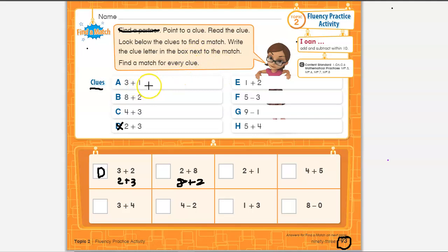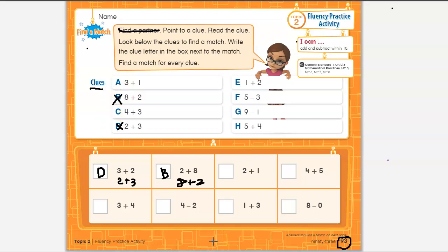Let's see. A, 3 plus 1. I see one. What about choice B? Choice B says 8 plus 2. So B is our match. All right. Let's look at our next one.